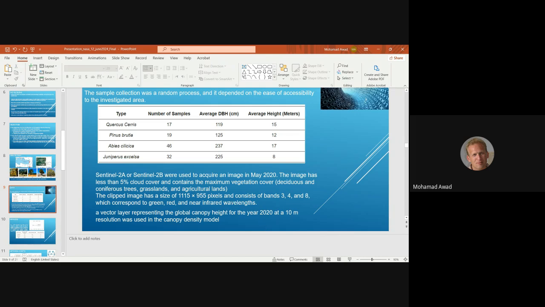The clipped image of the study area has a size of 1115 by 955 pixels, and it consisted of 3 bands: near infrared, red, and green. These data were extracted from the Google Earth Engine. We extracted the global canopy height for the year 2020 at a resolution of 10 meters. Both Sentinel-2 and canopy height had the same resolution, 10 meters.